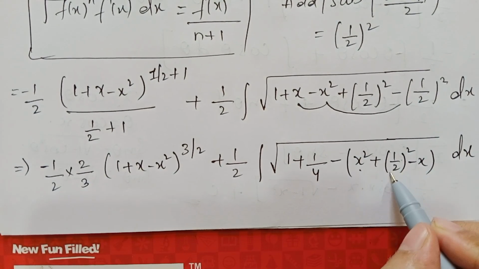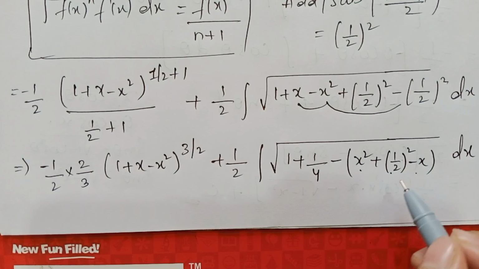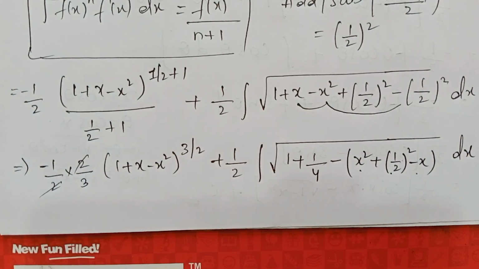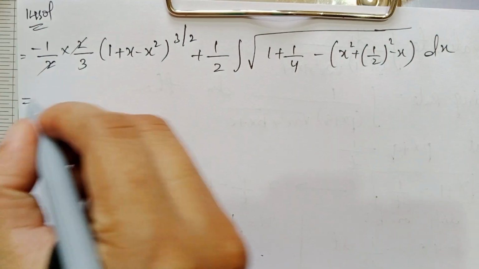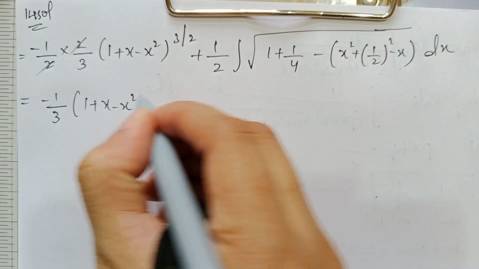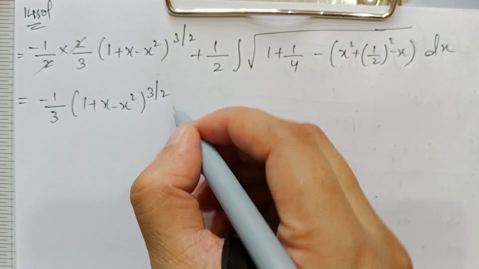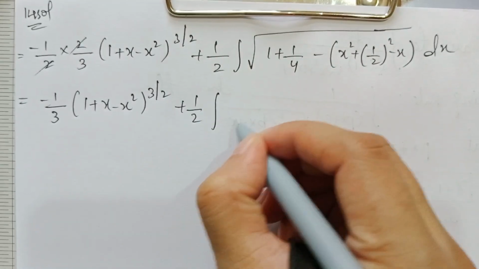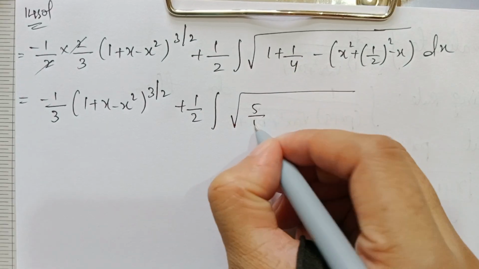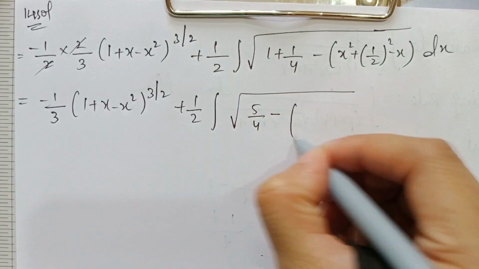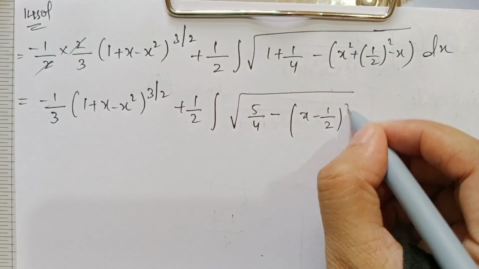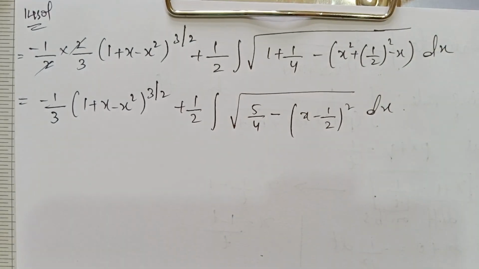A square plus b square minus 2a, and here this 2 gets cancelled out. So we will be left with minus 1 by 3, 1 plus x minus x square whole power 3 by 2, plus 1 by 2 integral. Taking the LCM, so it is 4 plus 1, which is 5 by 4 minus, and this is a minus b whole square, so it is x minus 1 by 2 whole square dx.